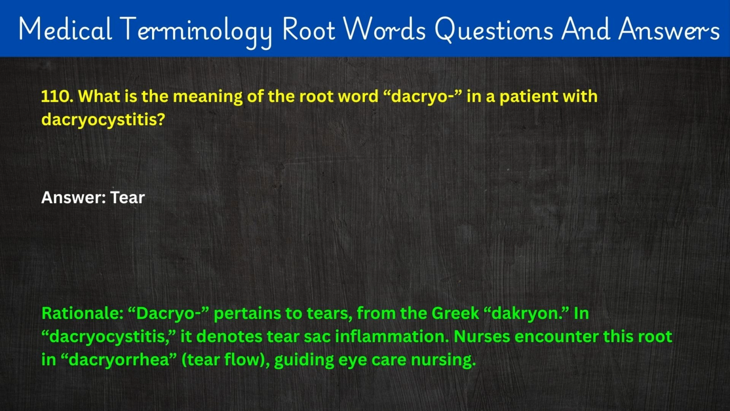110. What is the meaning of the root word dacryo- in a patient with dacryocystitis? Answer: tear. Rationale: Dacryo- pertains to tears, from the Greek dakryon. In dacryocystitis, it denotes tear sac inflammation. Nurses encounter this root in dacryuria, tear flow, guiding eye care nursing.